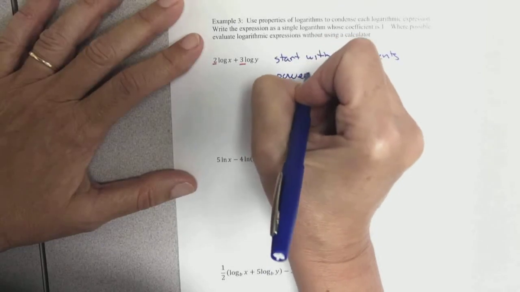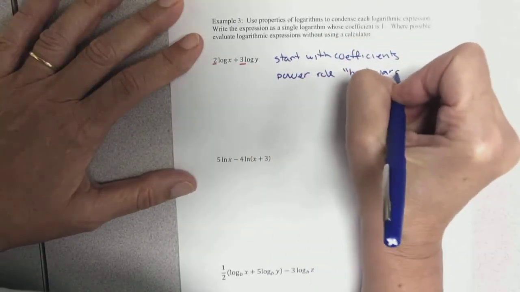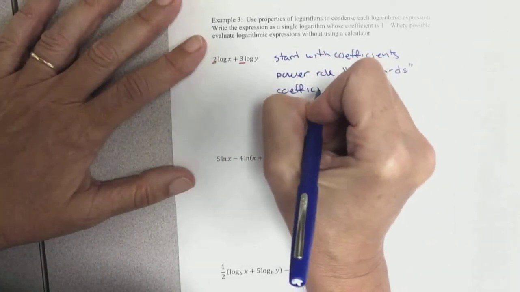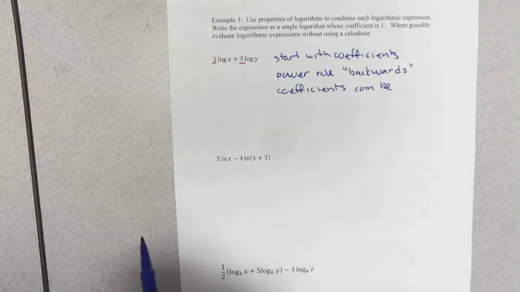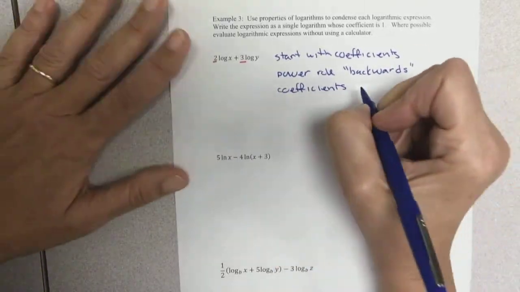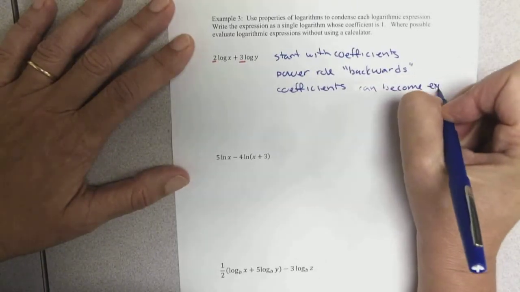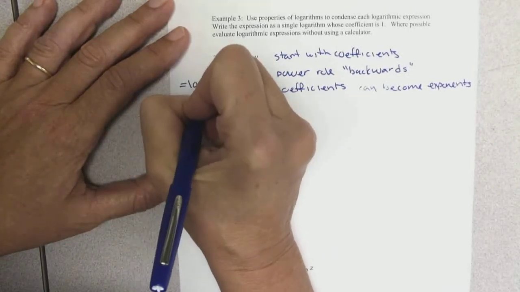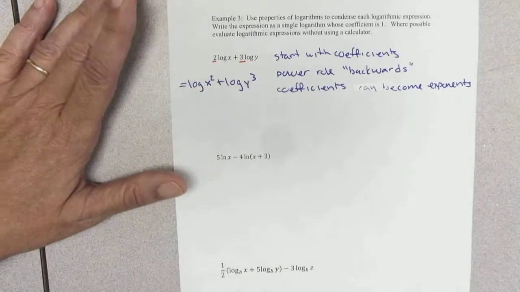And the power rule, quote unquote backwards, tells me that the coefficients can become exponents. I really do feel sorry for you guys having to read my handwriting. And so this becomes log x squared plus log y cubed.